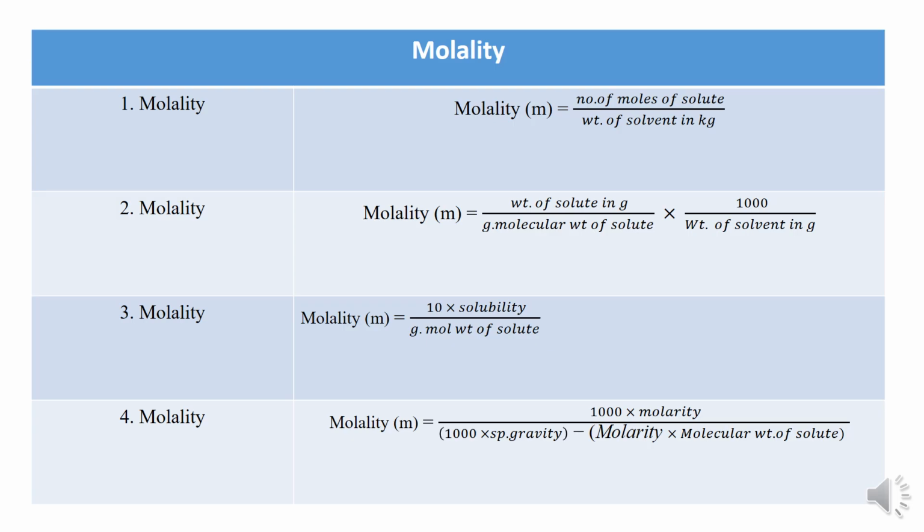Here are different methods for the calculation of molality. Molality is equal to the number of moles of solute divided by the weight of solvent in kg. Remember, it is the weight of solvent, and it should be in kg. And here is another formula. You have to remember this to tackle the numerical problems.